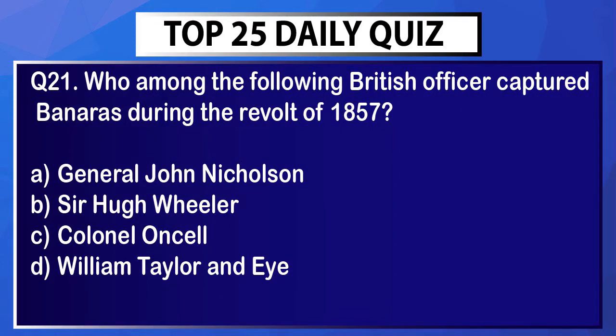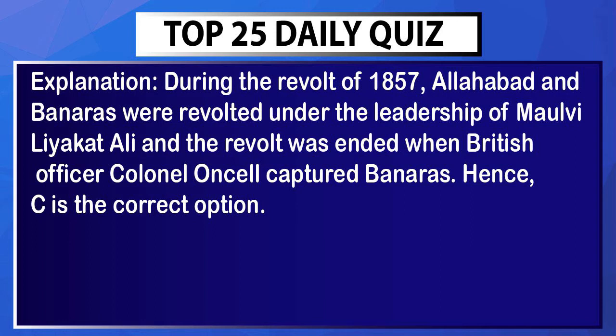Colonel Oncell. Explanation: during the revolt of 1857, Allahabad and Banaras revolted under the leadership of Maulvi Liaquat Ali, and the revolt was ended when British officer Colonel Oncell captured Banaras. Hence, C is the correct option.